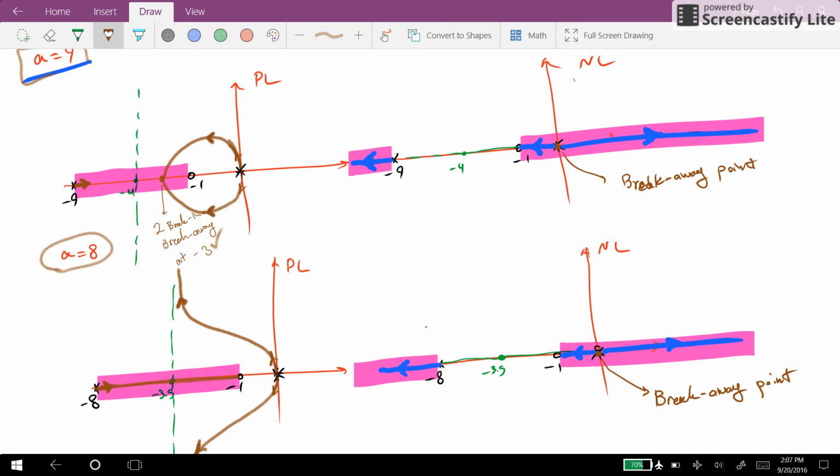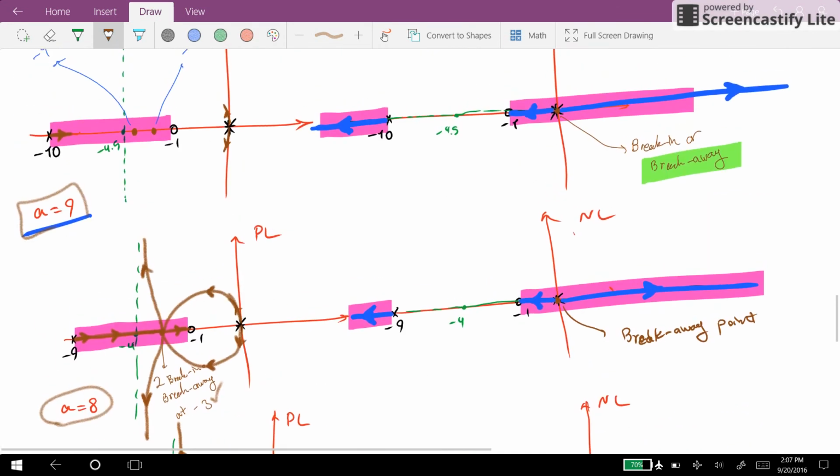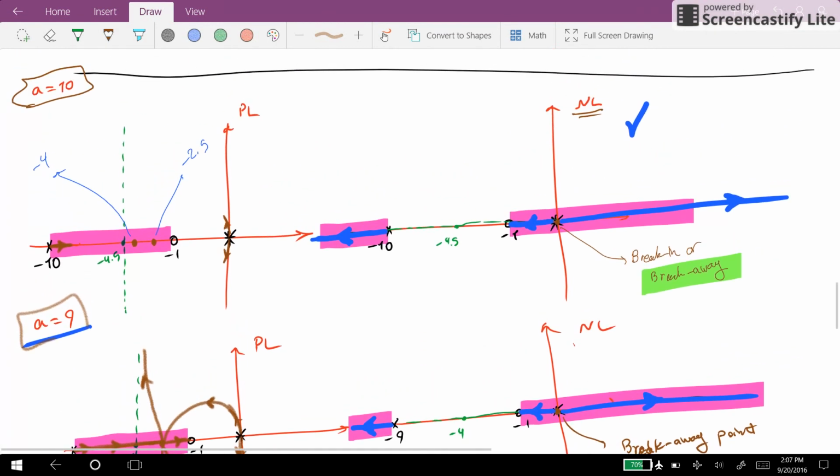And we will have a third branch coming from the pole at -9. They will meet here. Then one of the branches will go towards the zero, and the two will start to go towards infinity using the asymptotes that we already have drawn. So this will be what we have for the second case, a equal to 9, for the positive locus.